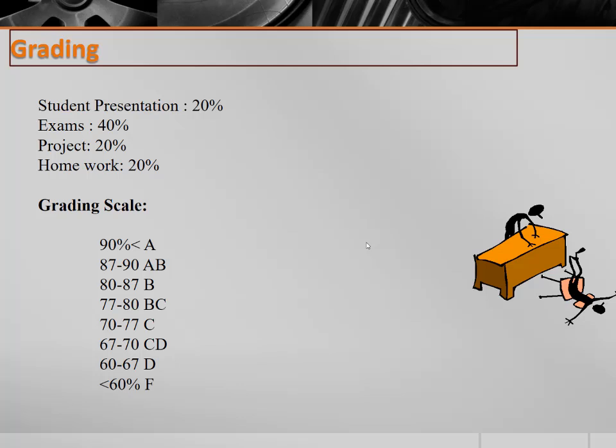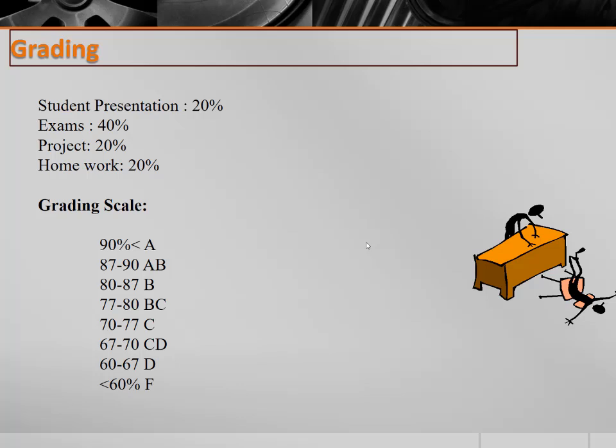Grading. I put 20% for the student presentations, because we have 3 or 4 presentations. We have exams, which are 40%: a midterm exam and a final exam. Also we hope to have 2 projects. Then we also have homework, 20%.